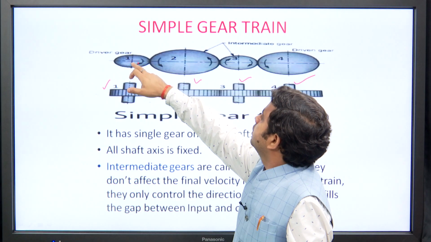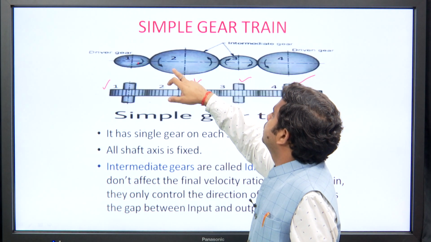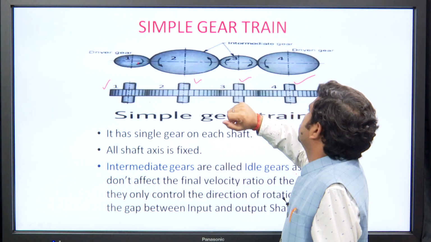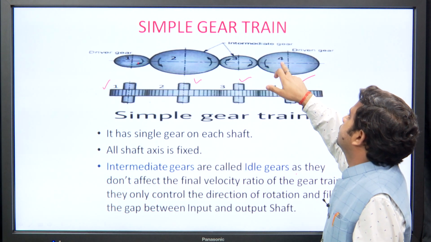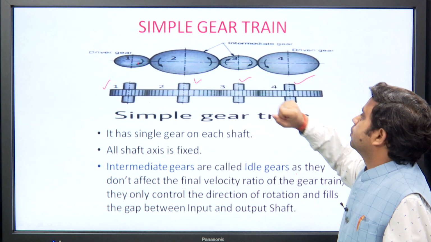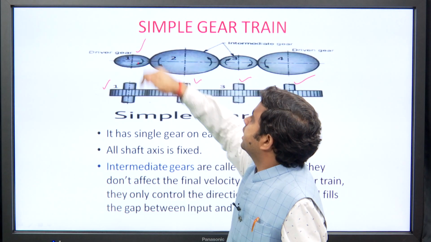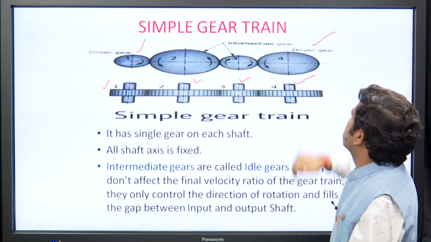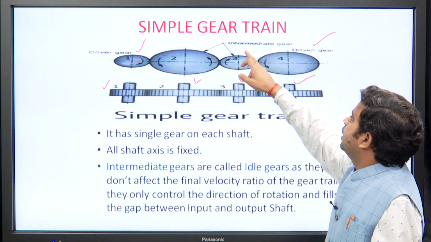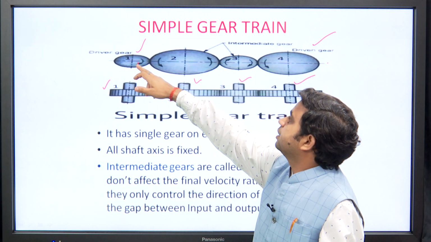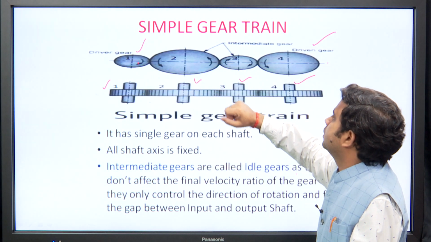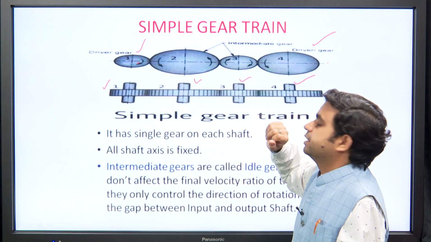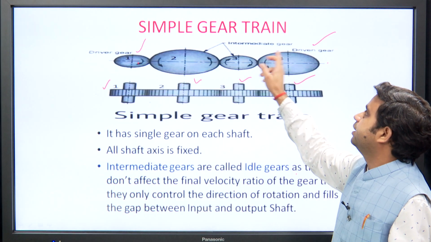Here gear 1 gives its motion to gear 2 and gear 2 gives its motion to gear 3 and gear 3 gives its motion to gear 4. So, gear 1 is called driver gear, gear 4 is called driven gear, and the gears in between gear 1 and gear 4, that are gear number 2 and gear number 3, are called intermediate gears.